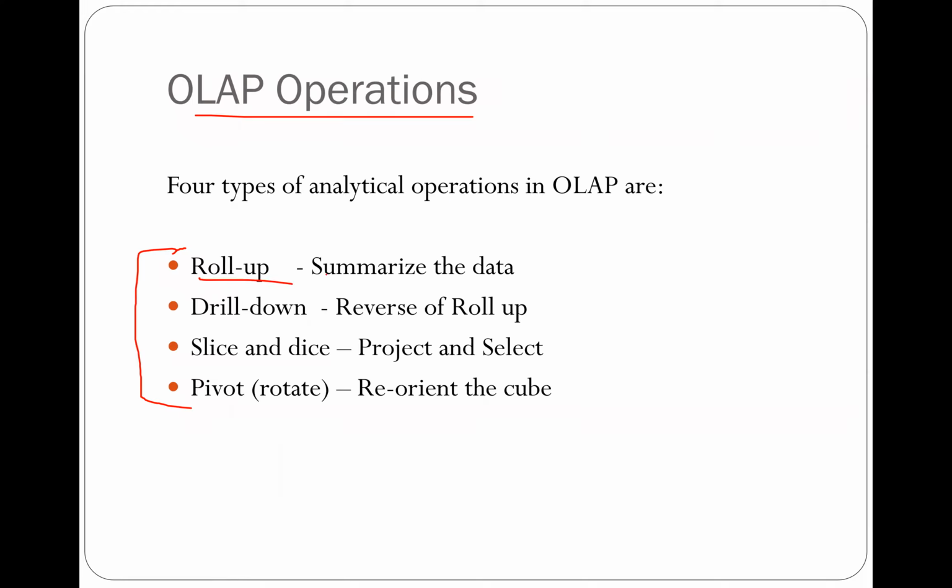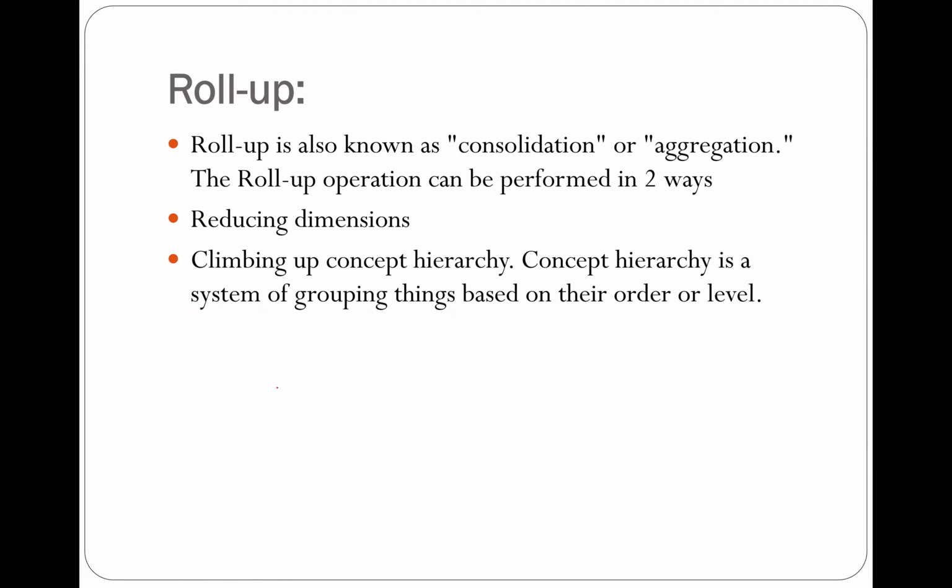That is roll up. Roll up is nothing but summarization, summing up. And drill down is the opposite of roll up. Slice and dice means you can take a slice from the cube and dice from the cube, like one dimension, and from the large cube we are going to take a small cube. Pivot operation is nothing but the transpose, pivoting the rows to columns and columns to rows. Roll up is nothing but consolidation or aggregation.